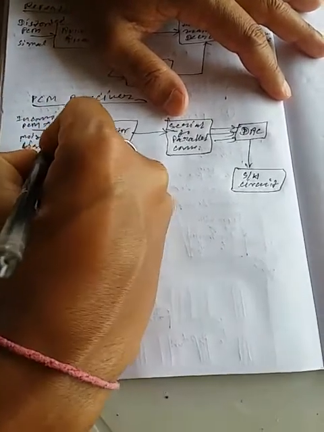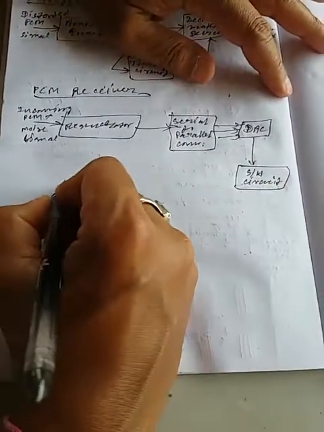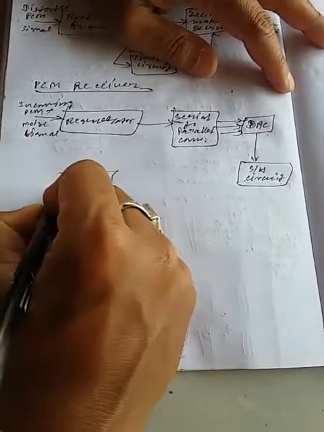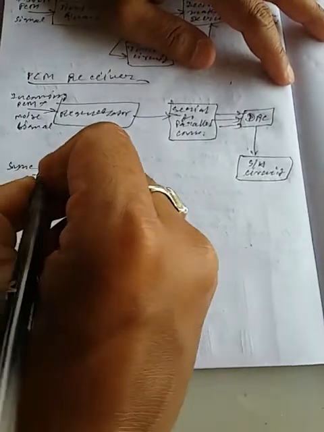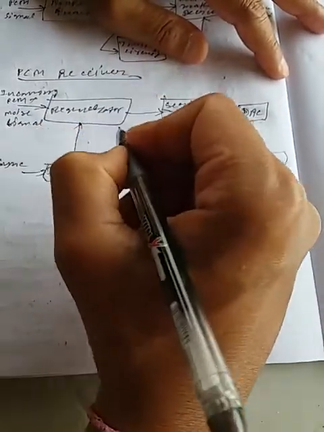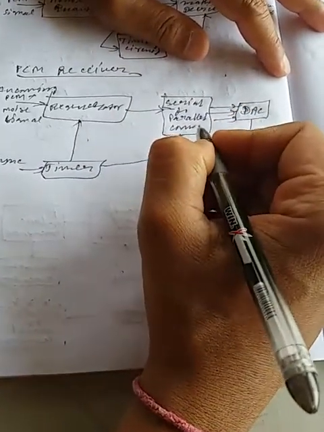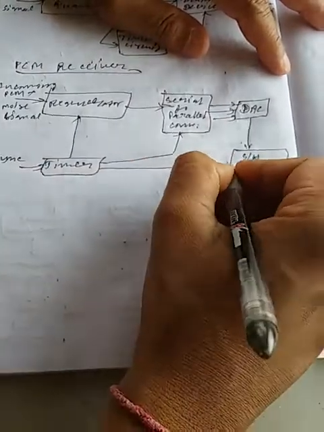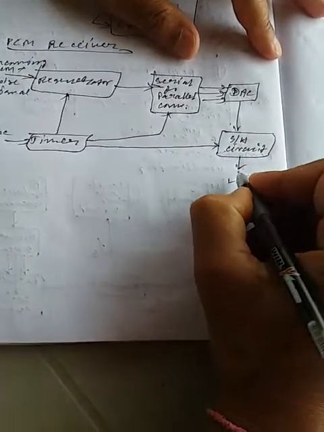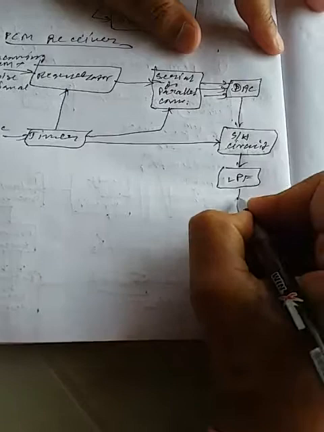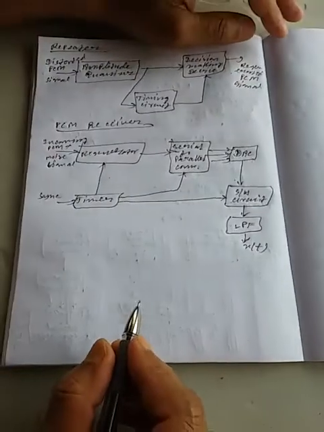Okay, now after the sample and hold circuit, here is a timer circuit. So the output is basically for synchronization purpose, in between the regenerative repeater, serial to parallel converter, and sample and hold circuit. Okay, now this goes to the LPF or low pass filter, which generates actually x(t), the original message signal. So this is the block diagram of the PCM receiver.